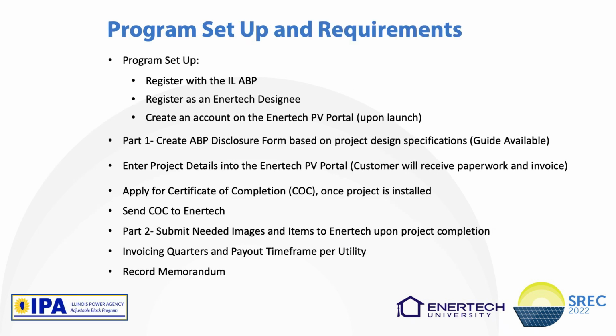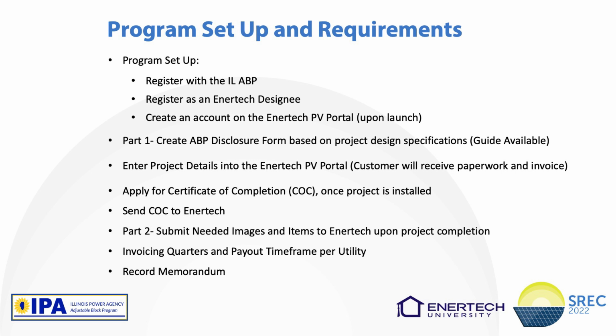To get started in the program, first register with the Illinois Adjustable Block Program. Register as an Enertech designee through the Illinois Adjustable Block Program dashboard, as well as create an account on the Enertech PV portal upon launch of the portal. You will also need to create an ABP disclosure form based on the project design specifications. Again, there is a PDF guide provided for that, as well as a video to refer to if you need assistance in getting the disclosure form created.